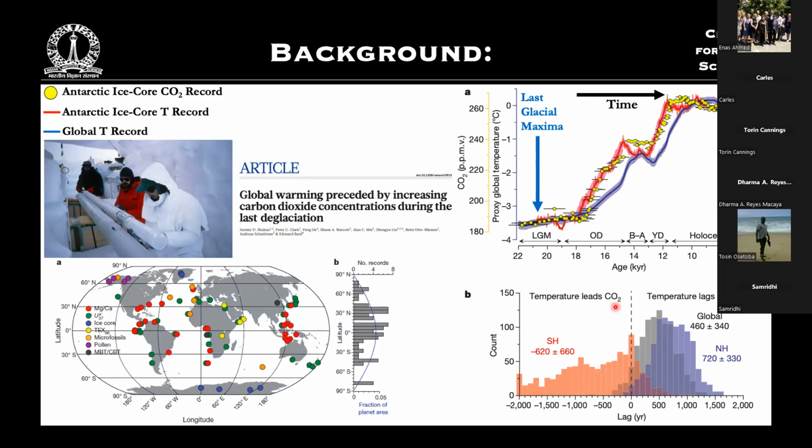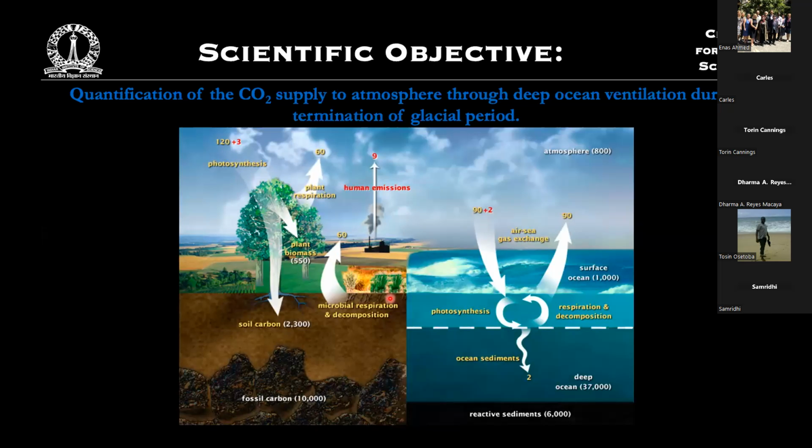If you subdivide the proxy values that he had compiled between the Southern Hemisphere, in red, and the Northern Hemisphere, in blue, in the Northern Hemisphere temperature is lagging CO2, so CO2 is leading temperature. Whereas in the Southern Hemisphere, temperature is leading CO2. With this information, I'm going to try and constrain the amount of air and seawater CO2 exchange that happened during the last termination in the Southern Ocean.